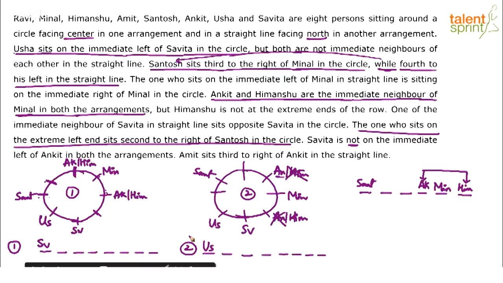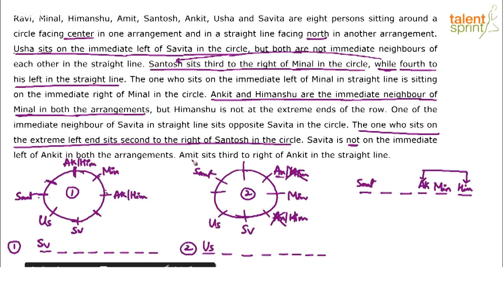Then 1, 2, 3, 4, 5, 6, right? 1, 2, 3, 4, 5, 6. Okay. Savita is not on the immediate left of Ankit in both arrangements. Amit sits third to the right of Ankit in straight line.